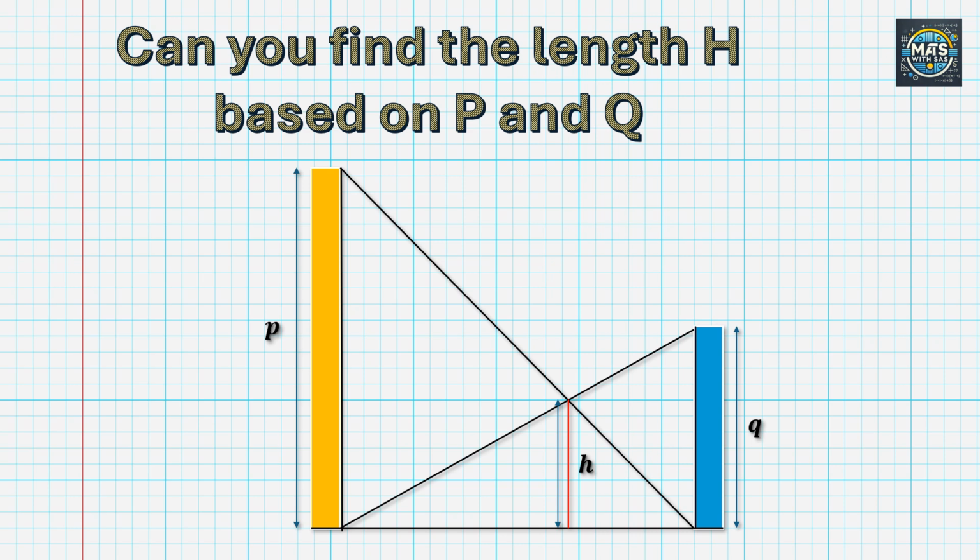Today, we're solving a fascinating geometry problem, finding the height h using just two given heights, p and q. We'll go step by step, define our variables, apply trigonometry, and finally, discover an interesting theorem known as the Cross Ladder Theorem. So grab a pen and paper, and let's dive in.